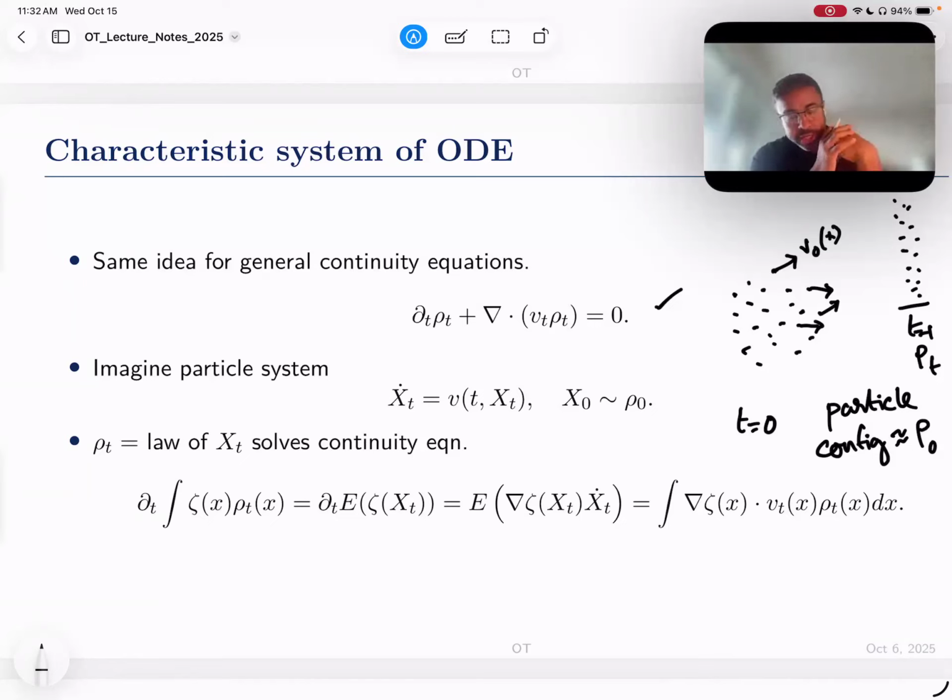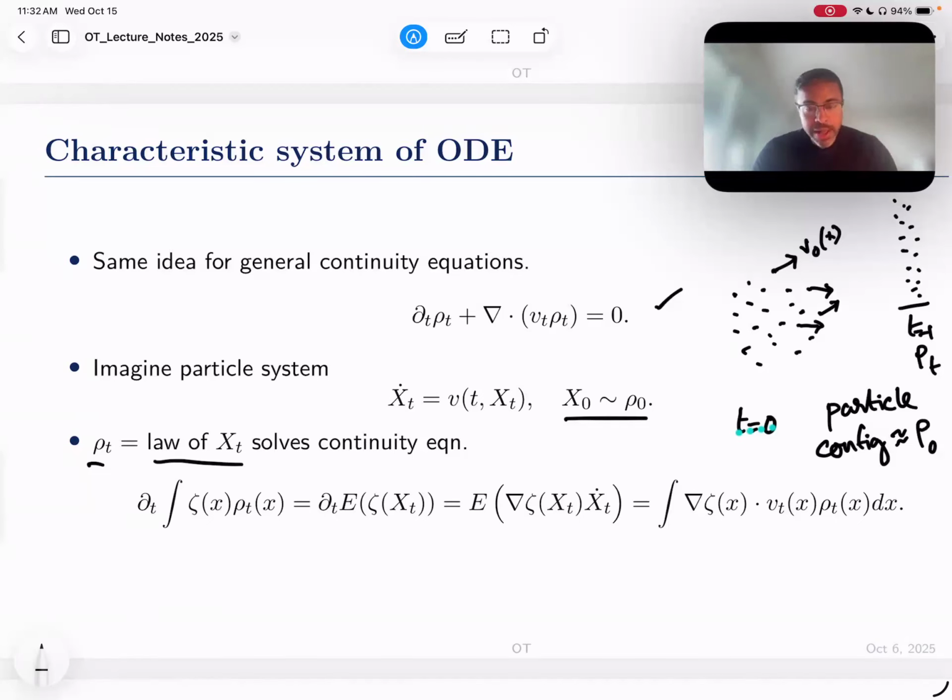How do I check this? The checking is very easy. So again, imagine my particle system where x t dot is v t comma x t, where x0 has been sampled from rho 0. Now, if rho t is the law of x t, then I claim that it solves the continuity equation. How do I check?